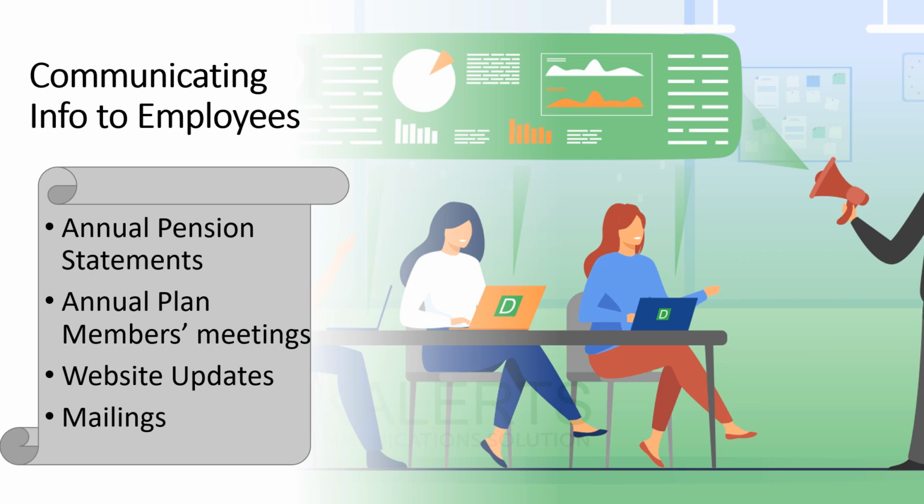Communicating info to employees. Employers should consider using annual pension statements, annual plan members meetings, website updates, mailings, information pamphlets, and social media. These can be great ways to communicate information about defined benefit plans to their employees.